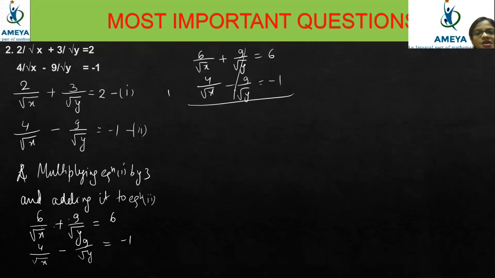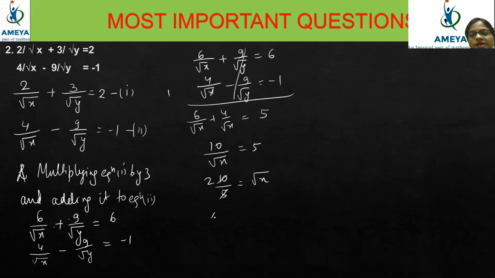So this one will get cancelled. So 6 by root x plus 4 by root x is equal to 5. The base is same, so 6 plus 4, 10 by root x is equal to 5. So 10 by 5 is equal to root x. So definitely this will come to 2. Now squaring both sides.